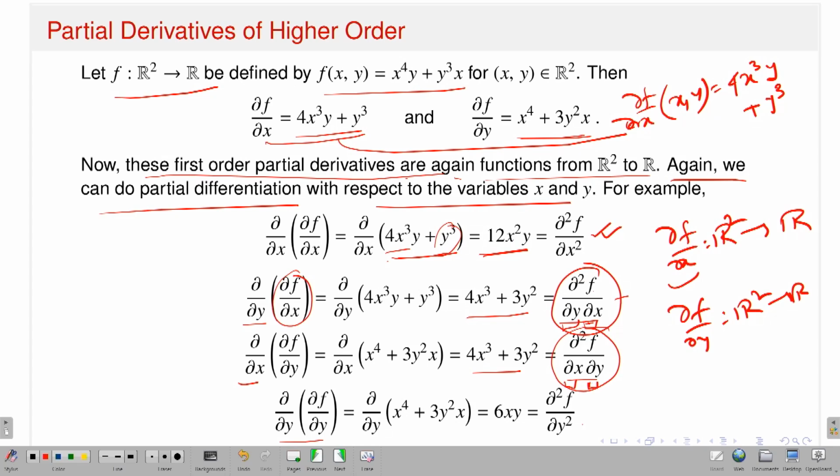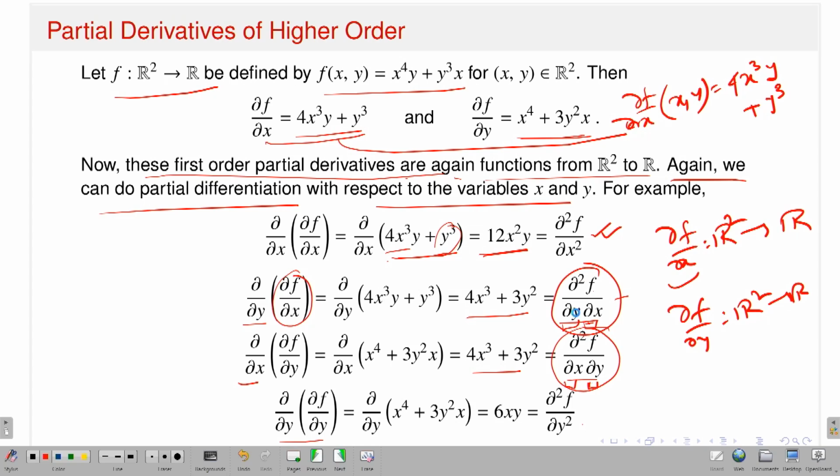So, if I have a function f from, say, R to R, which is nice, then del f del x and del f del y I can think about as functions from R to R once again, and therefore I can talk about the partial derivative of those functions, that is del f del x and del f del y with respect to x and y variable respectively, and that will give you the partial derivatives of higher order. So, this is for R to R.